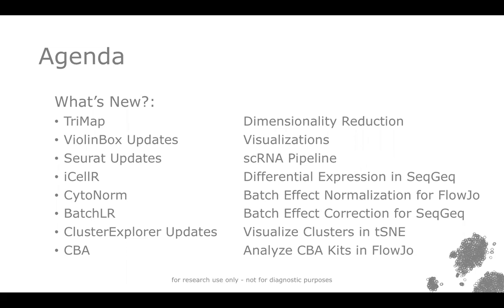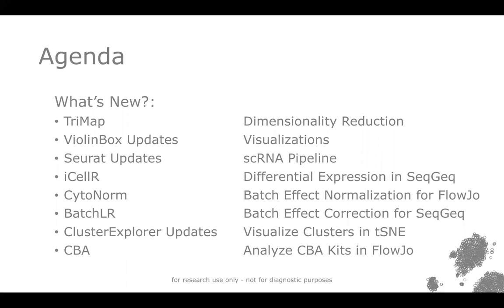There's CytoNorm, which is a batch effect normalization algorithm created by the Saeys lab. Same creators, the same people that created FlowSOM. And that's going to allow you to normalize out batch effects if you're doing longitudinal studies or things like that in FlowJo. We also have batch effect correction available for SeqGeek through the algorithm BatchLR, which is in a plugin we call BatchLR. And that's useful if you're combining data sets in sequencing. You want to be able to remove some of the technical variability that just occurs across different runs in that technology.